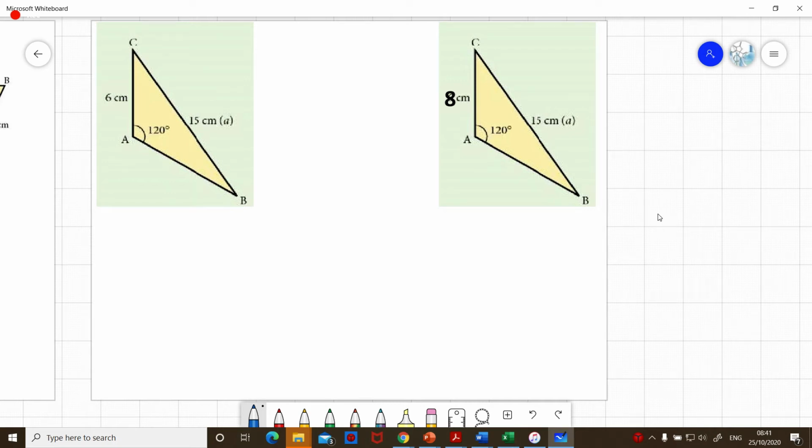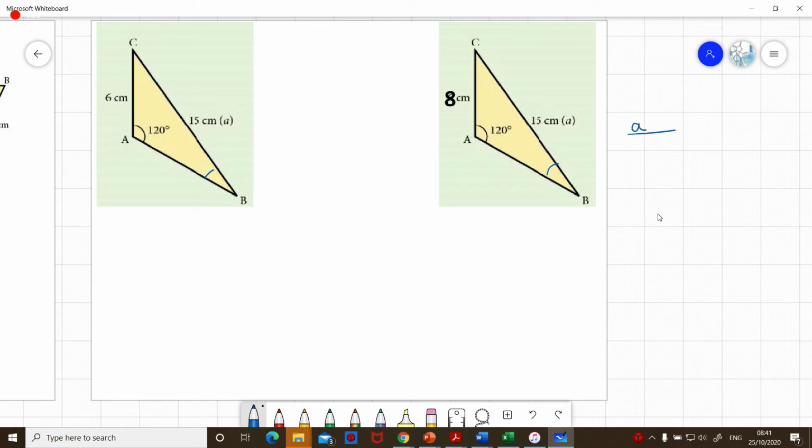It's me again. We looked at the first part of the video, part 1 of the sine rule. We looked at how to find a missing side. Now we are going to look at how to find a missing angle. So let's say we are looking for angle B, this one here.